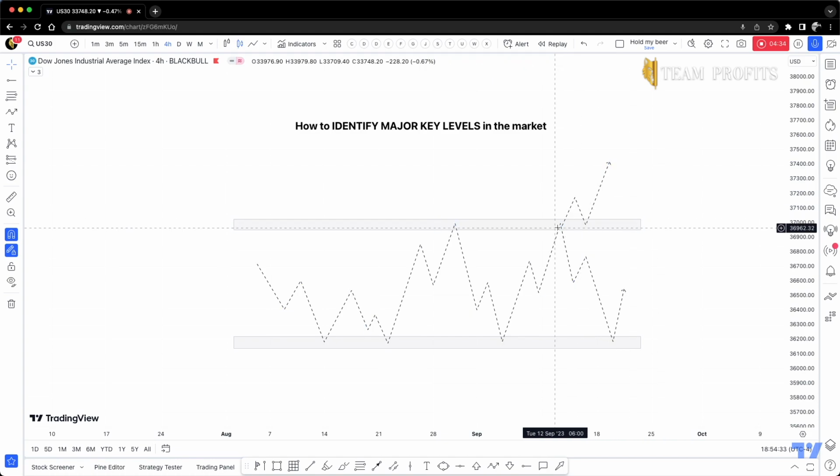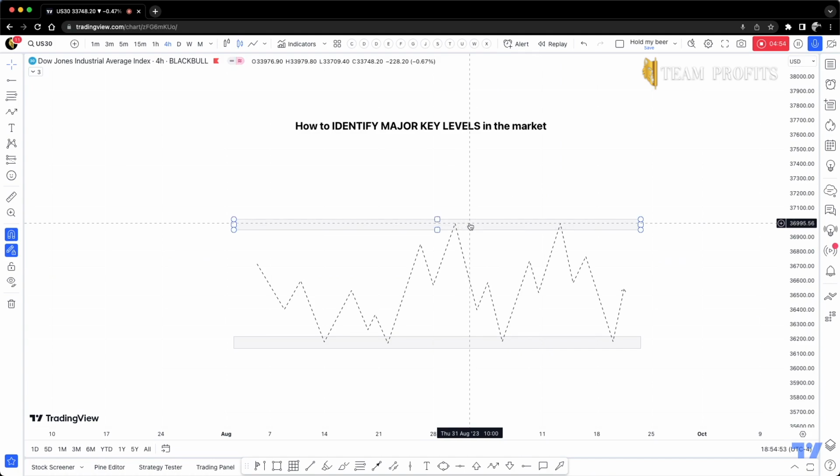So every time price gets to a key level, you could either be looking for buys or wait for the break to happen and look for sells. That's basically how you can trade major key levels.